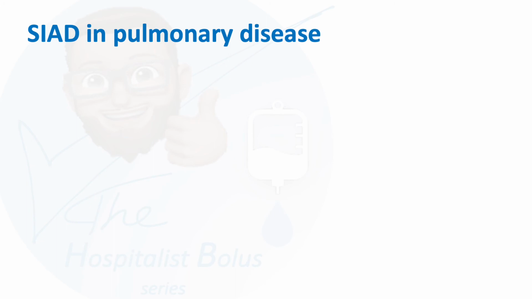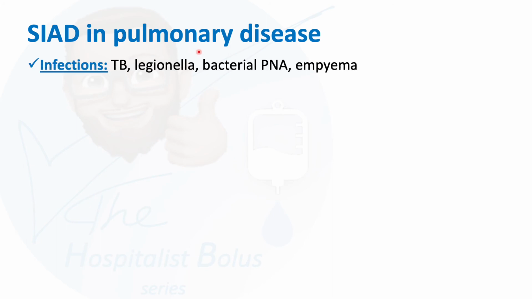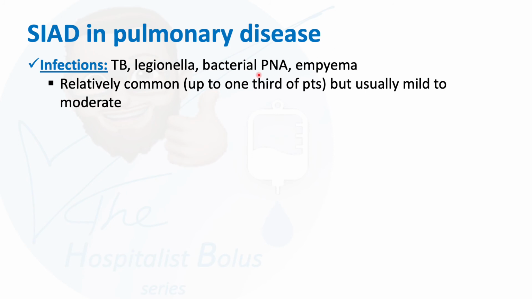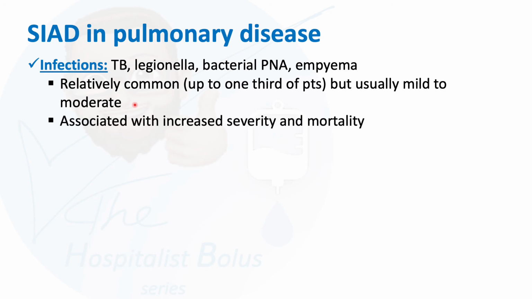The third category is SIADH due to pulmonary disease. The most common pulmonary cause of SIADH is infections, and the most common ones are tuberculosis, especially in the developing countries, Legionella, bacterial pneumonia, and empyema. But it can happen with any other pulmonary infection. It's relatively common. Up to about 1/3 of the patients might develop SIADH and hyponatremia, but it's usually mild to moderate. Rarely you get severe hyponatremia due to pulmonary infection.